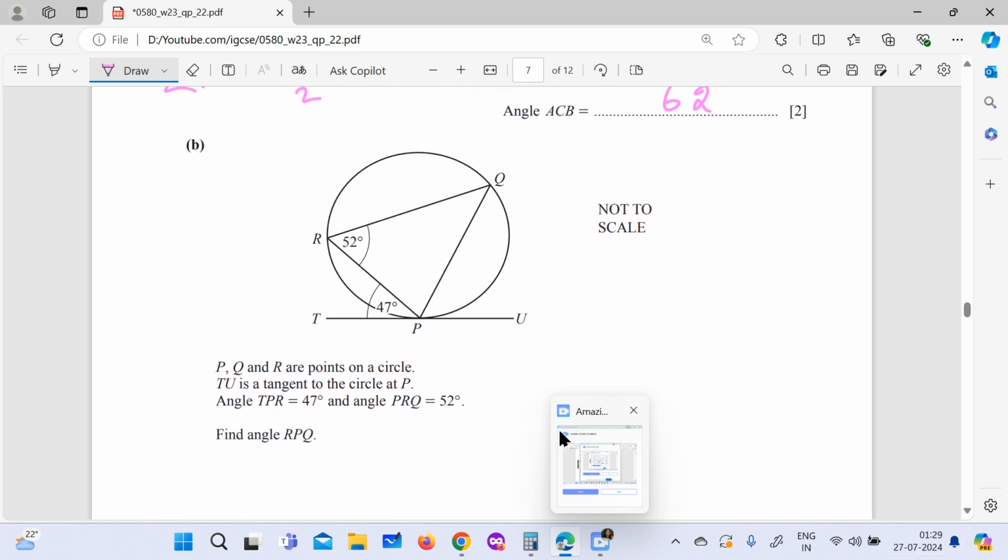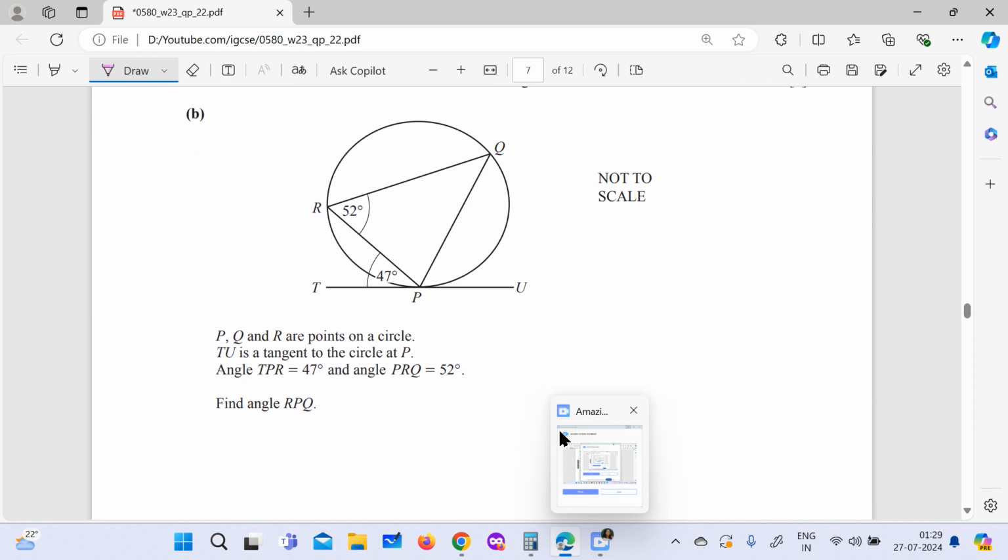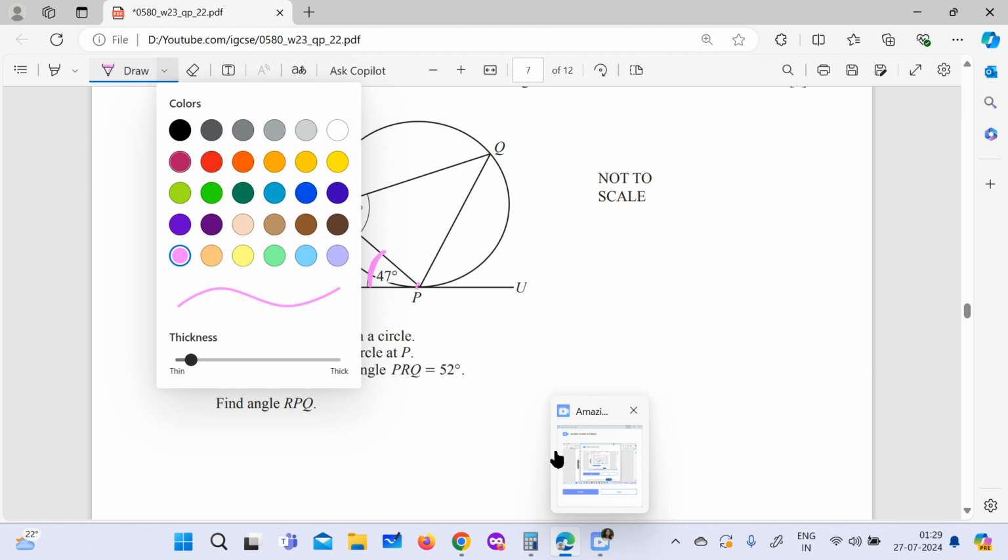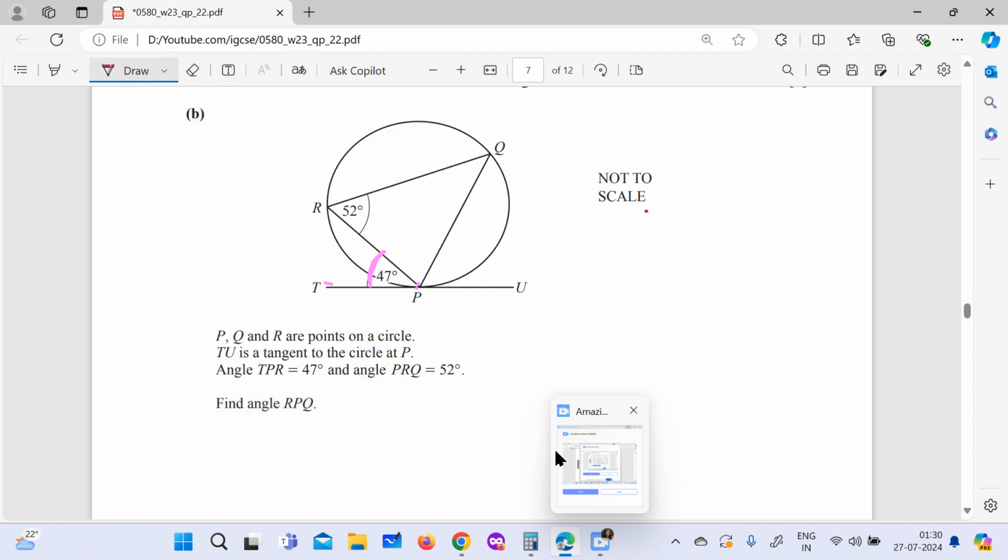Now here, you have to read the diagram carefully. P, Q, R are points on a circle. Then TU is a tangent to the circle at point P. Angle TPR is equal to 47. So this tangent and this angle is 47, which is important to note. And then angle PRQ is equal to 52. So this angle is 52.